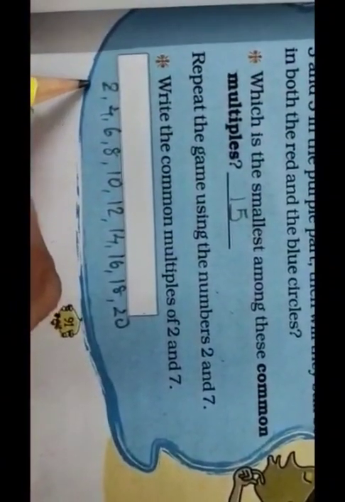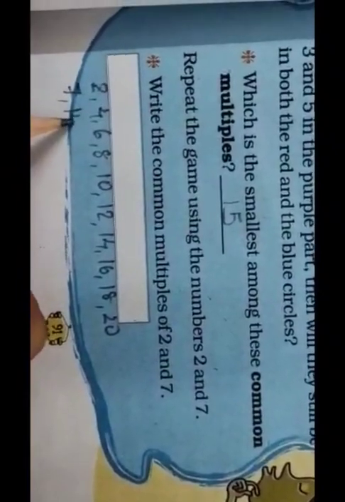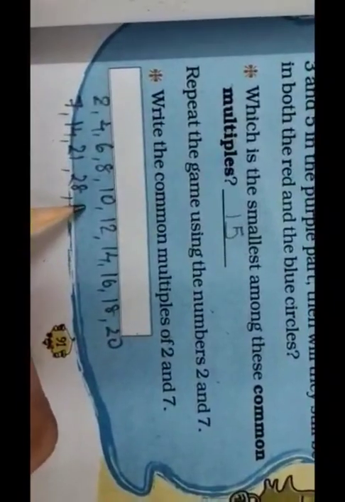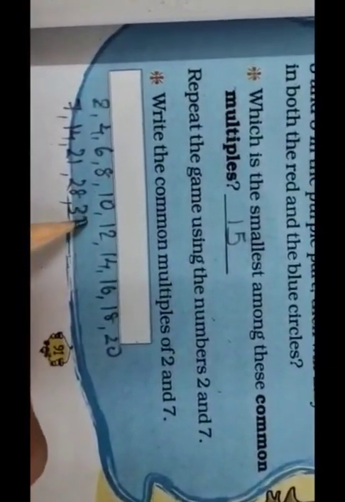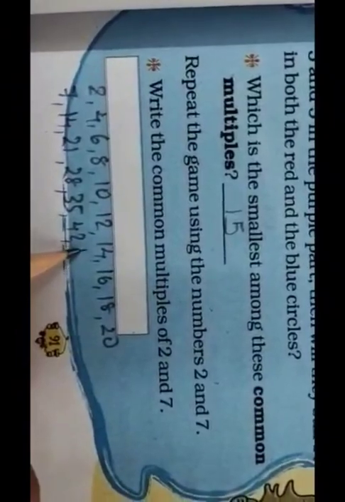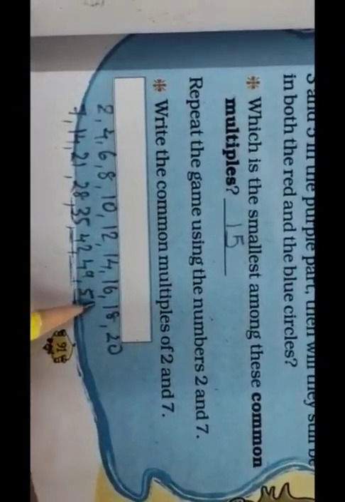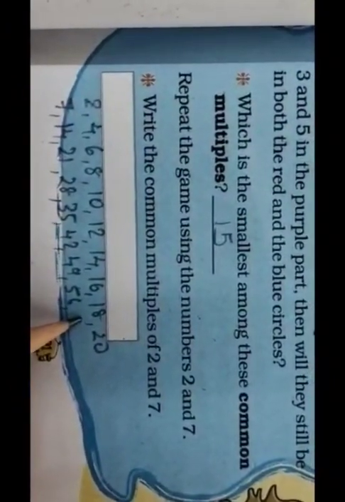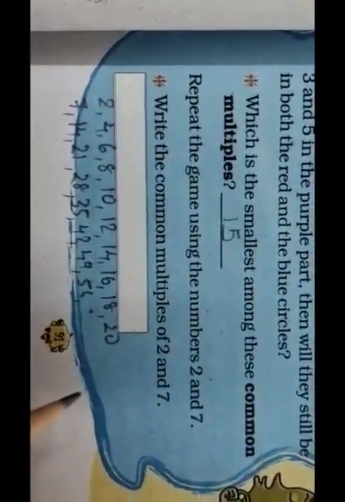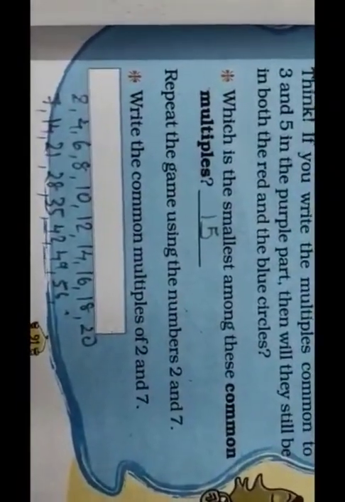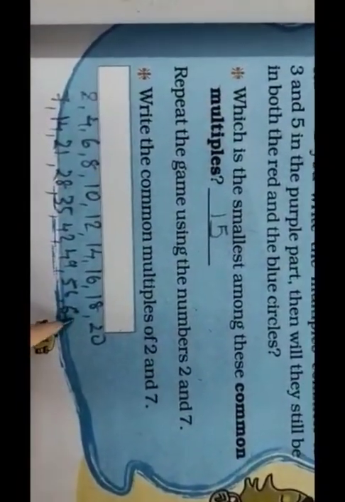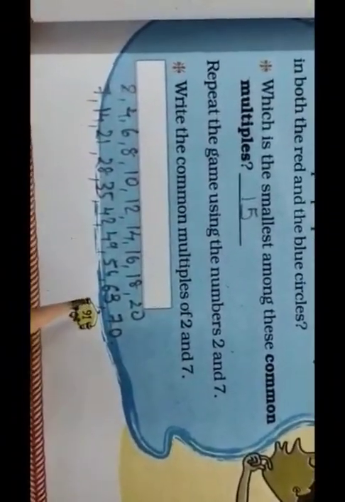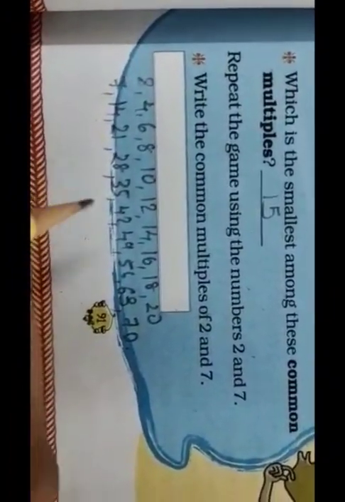Then 7 ones are 7, 7 twos are 14, 7 threes are 21, 7 fours are 28, 7 fives are 35, 7 sixes are 42, 7 sevens are 49, 7 eights are 56, 7 nines are 63, 7 tens are 70.